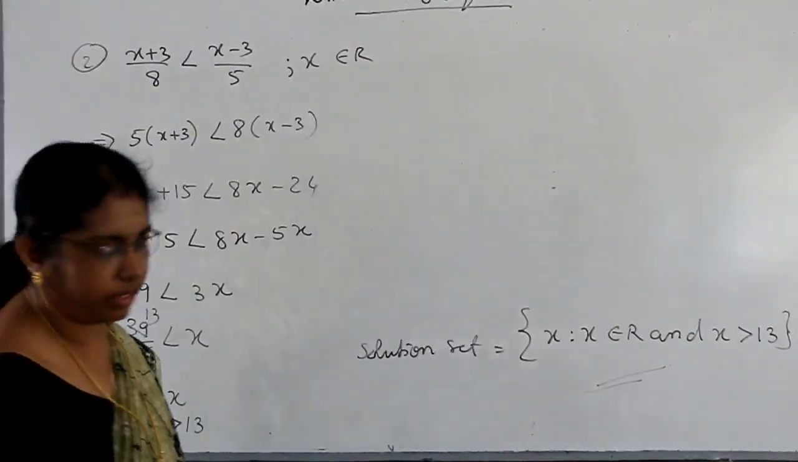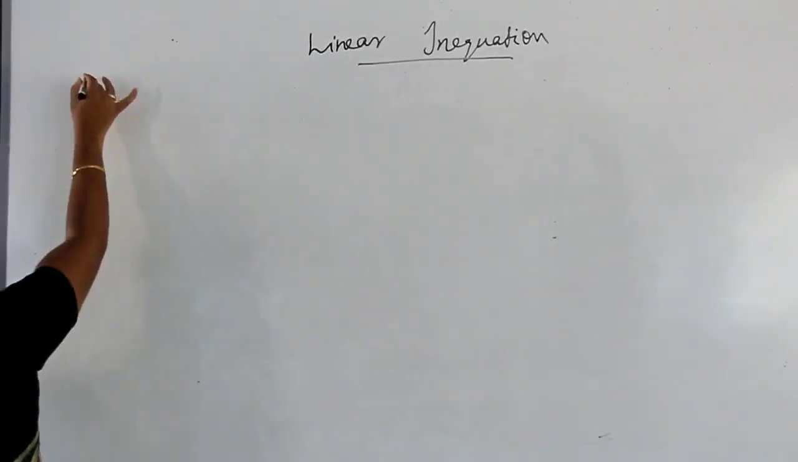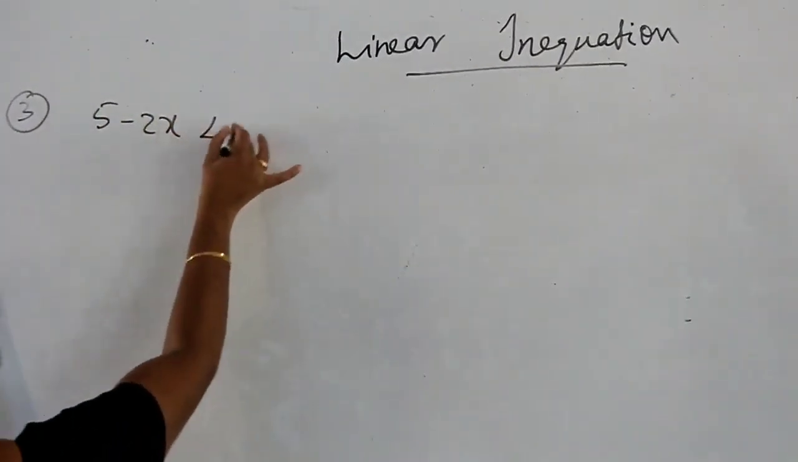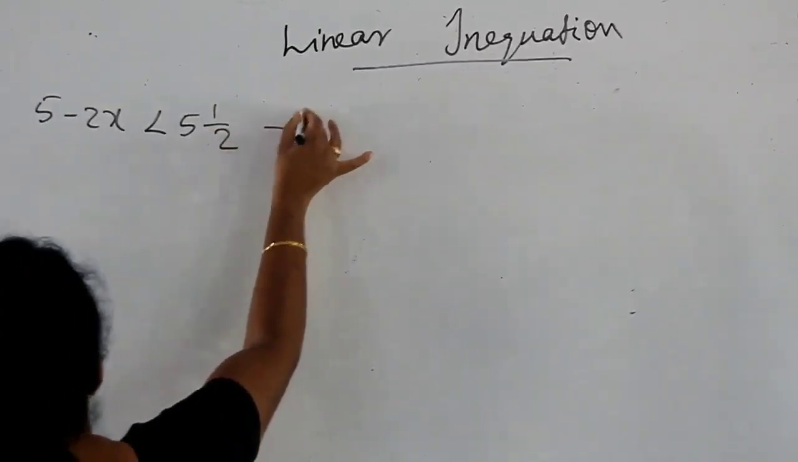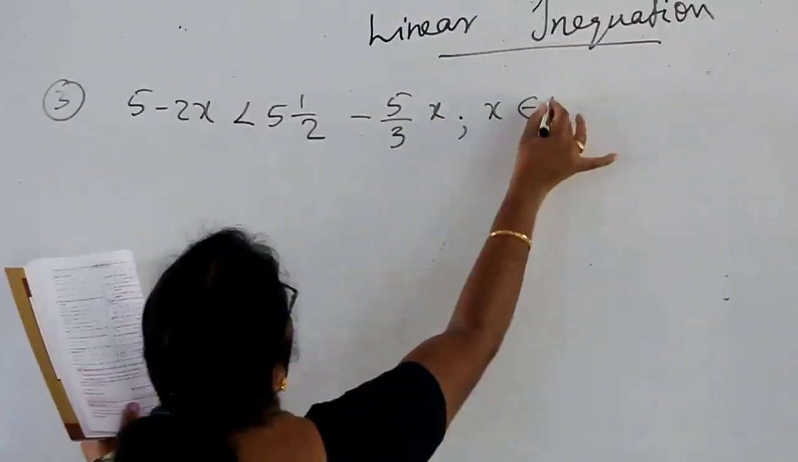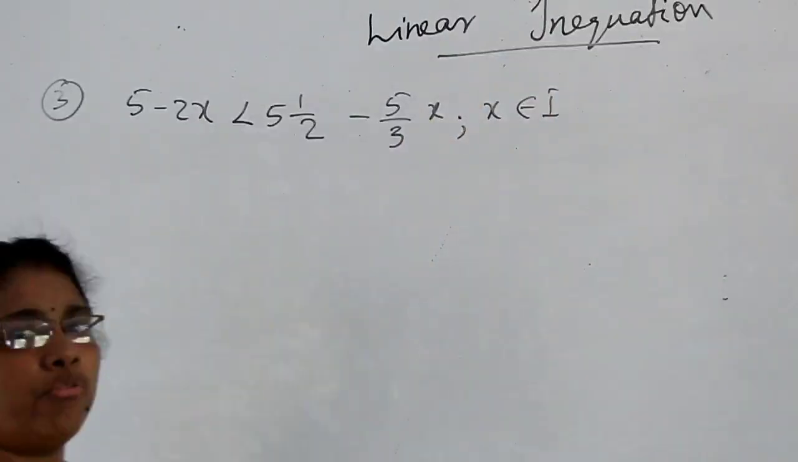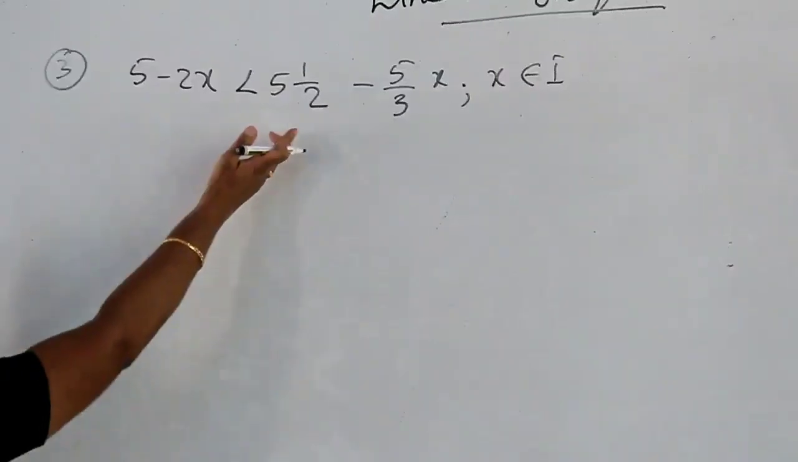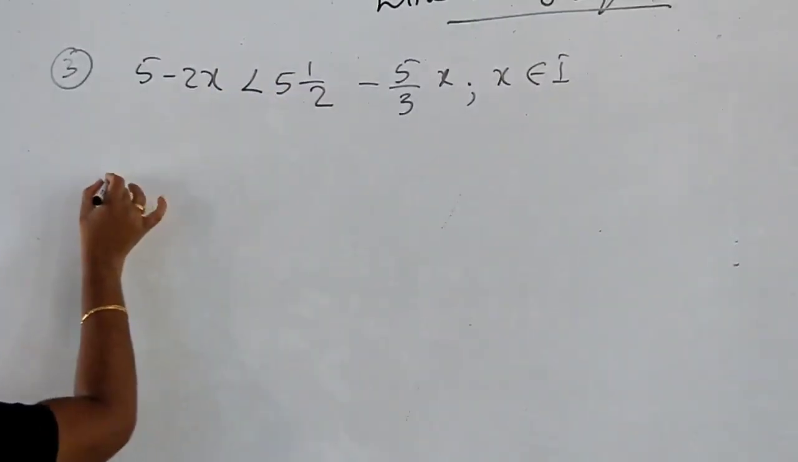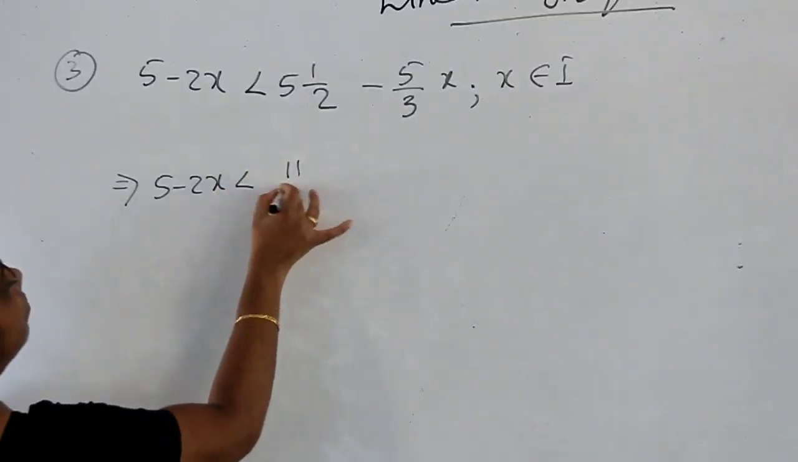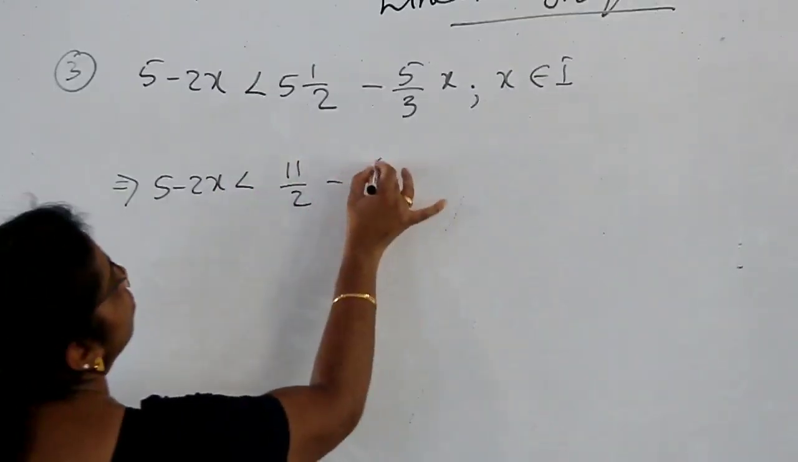Then next question, question number 3: 5 minus 2x less than 5 and 1 by 2 minus 5 by 3x, where x belongs to integers. Find the smallest value of x. So in this case first we can convert this mixed fraction to an improper fraction: 5 minus 2x less than 11 by 2 minus 5 by 3x.